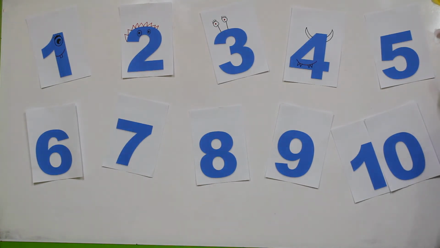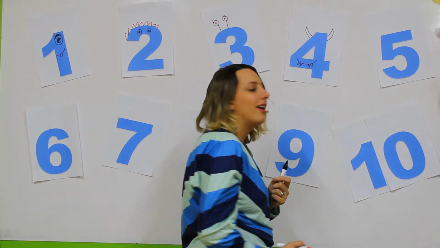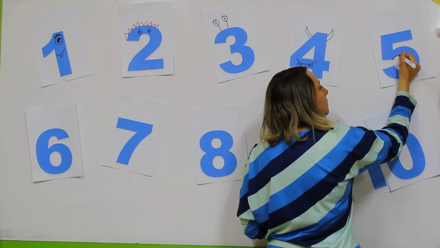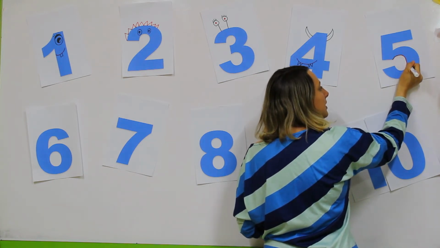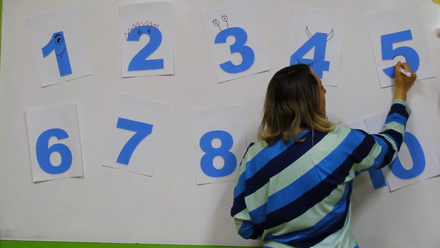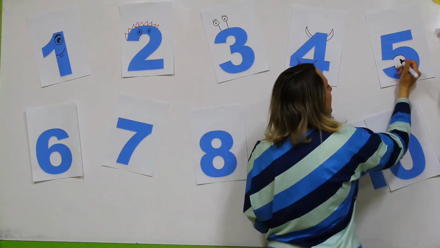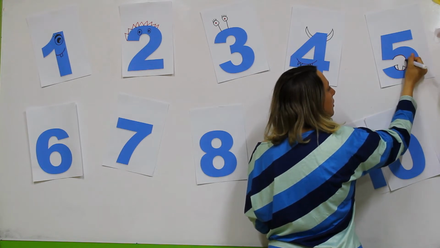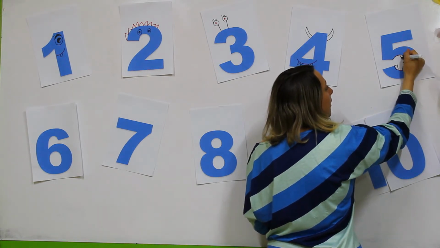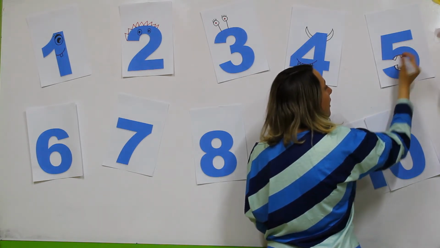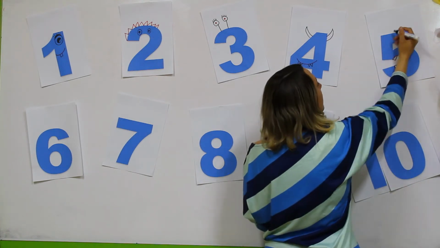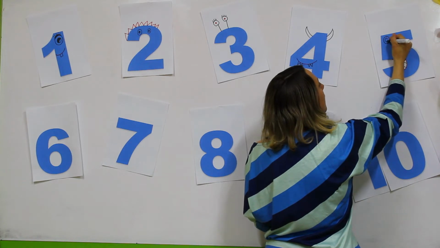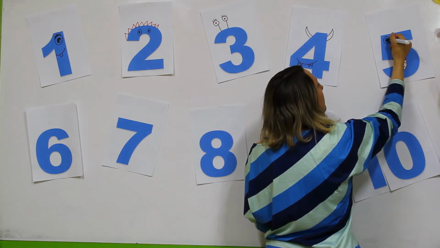And what about number 5? Okay, now let's look at number 5. Hungry number 5. So let's give it lots of teeth. So let's count. 1, 2, 3, 4, 5. Oh, it's very hungry. And 1 big eye.